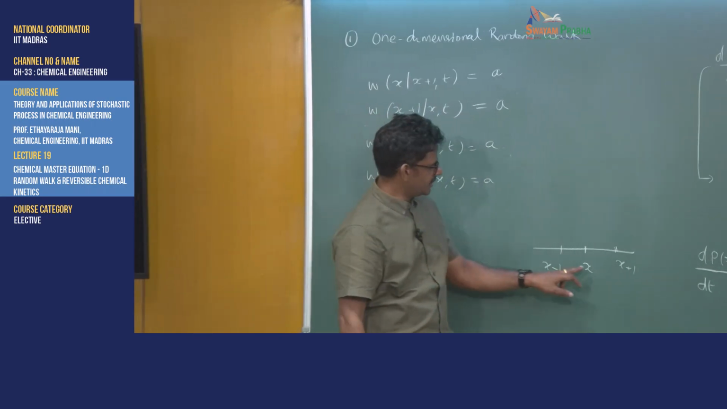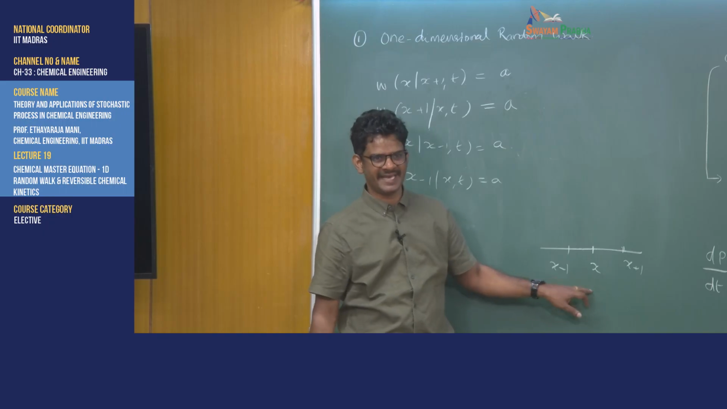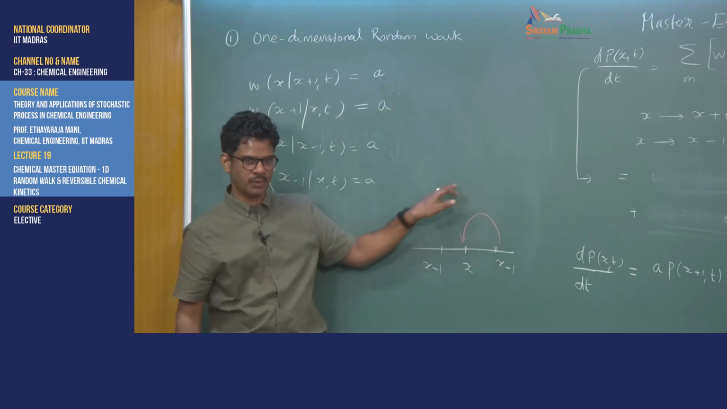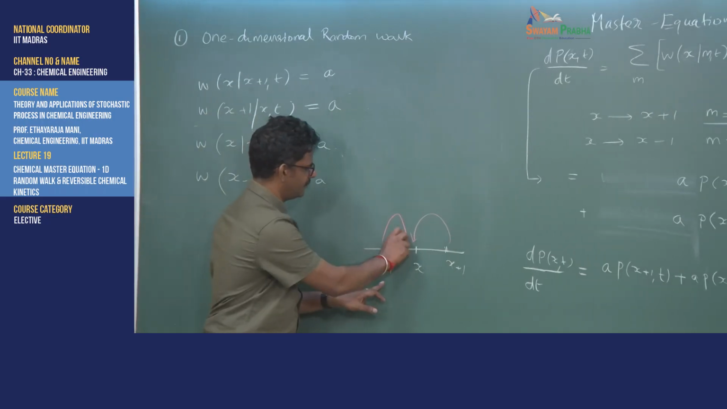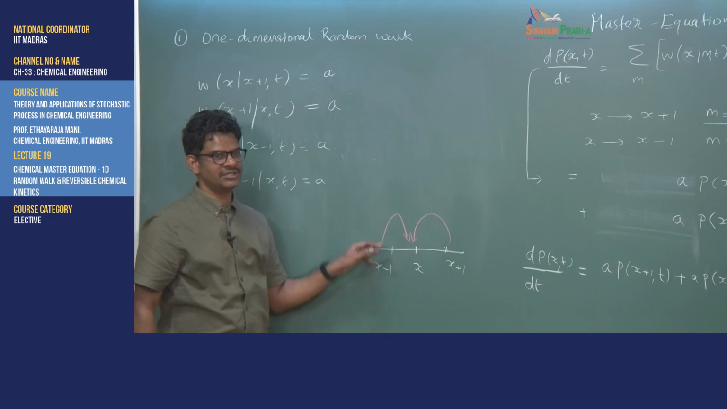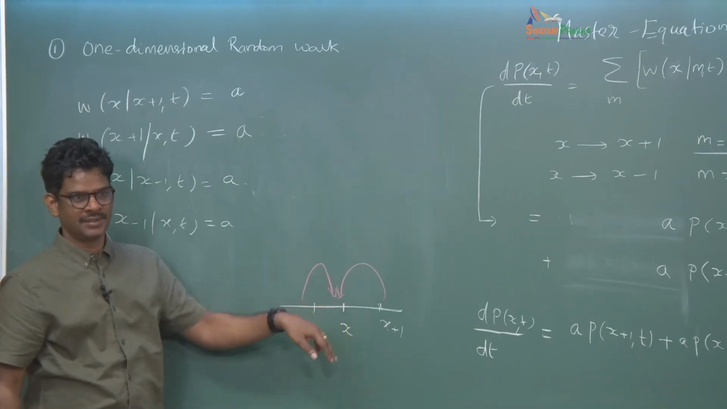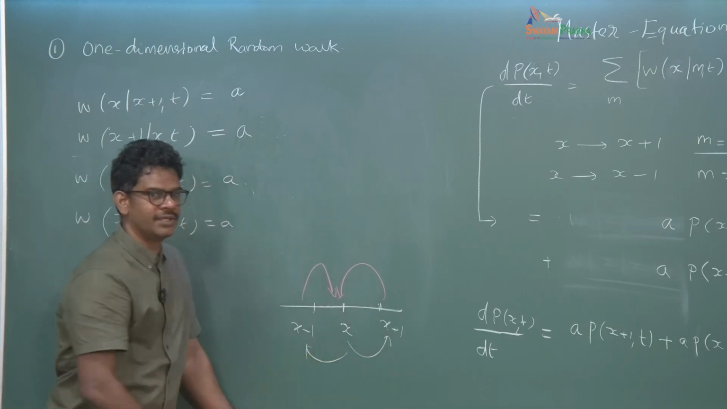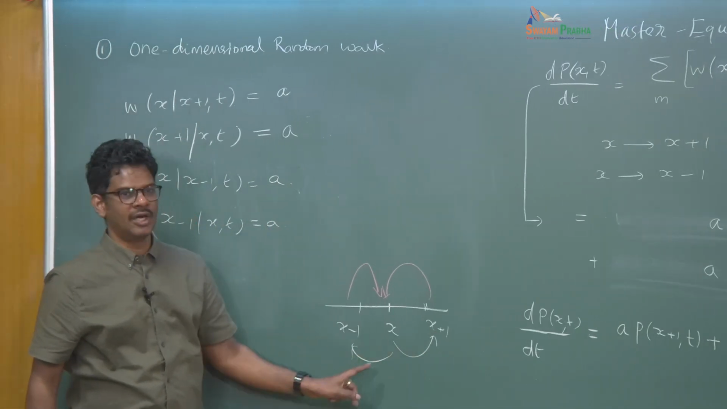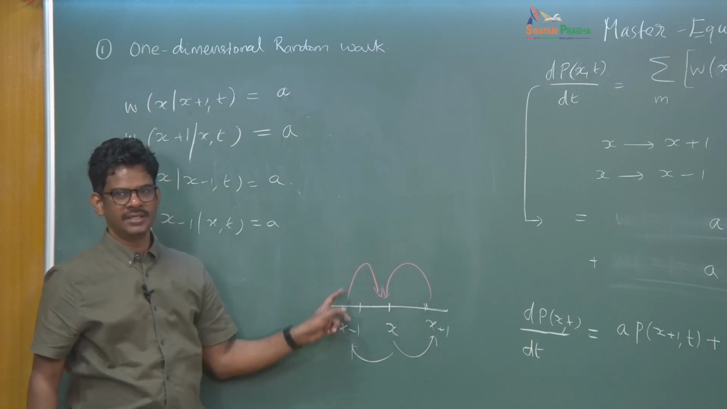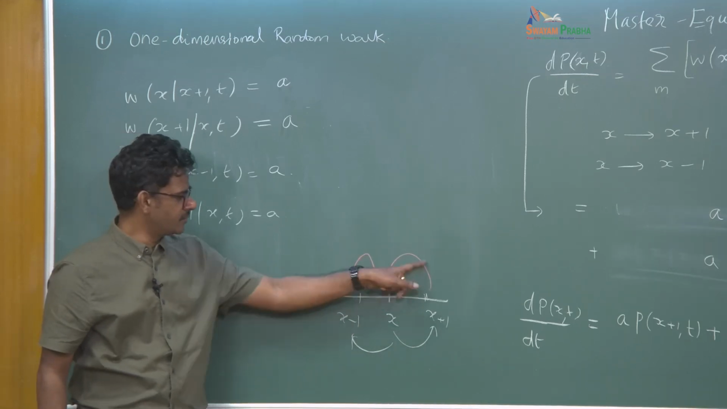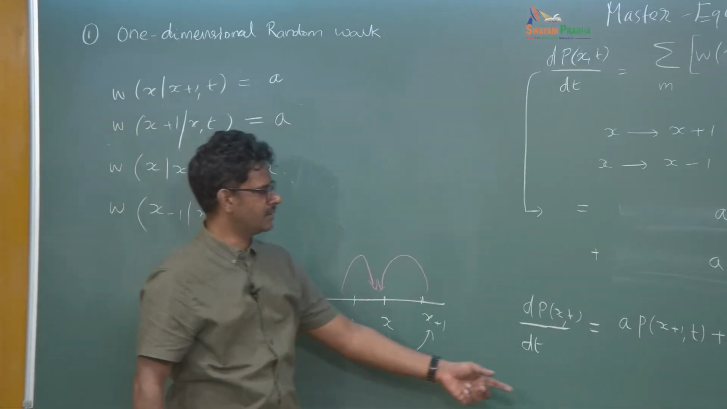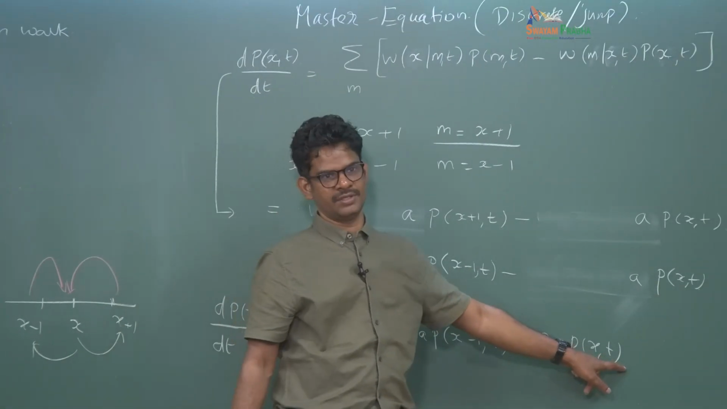You see, if you look at the rate of increase of probability of state x, it can increase if the jump happens from x plus 1 backwards or another jump which is forward from x minus 1 to x. So these are creation of the probability state. But being in this, it can also go to here or it can also go to here. So this will be loss of probability and this will be generation of probability. These two arrows correspond to the first two terms. The last terms are this 2 times A P of x comma t.